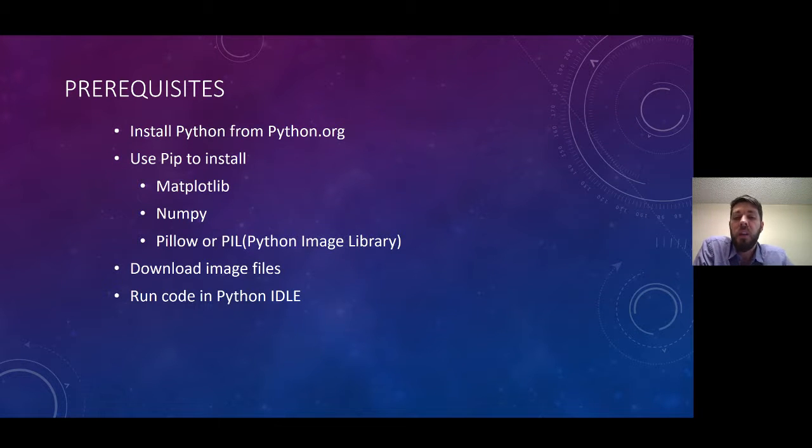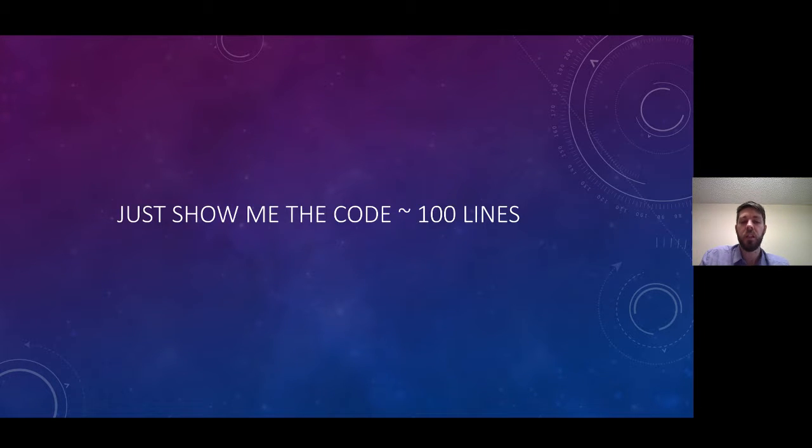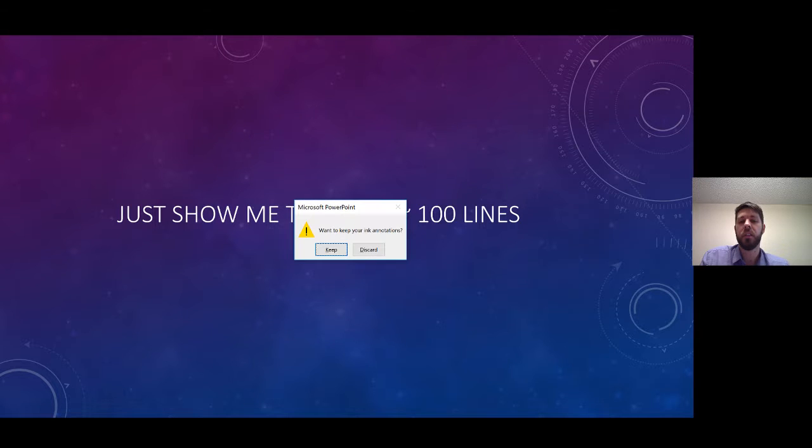All right, if you want to follow along, here's what you'll do. You'll install Python. You're going to use pip to install the libraries, matplotlib, numpy, and then pillow, or Python image library. Then you'll download the data set of image files and then run the Python code. And I did a follow along in IDLE. So let's take a look at the code and run the example.